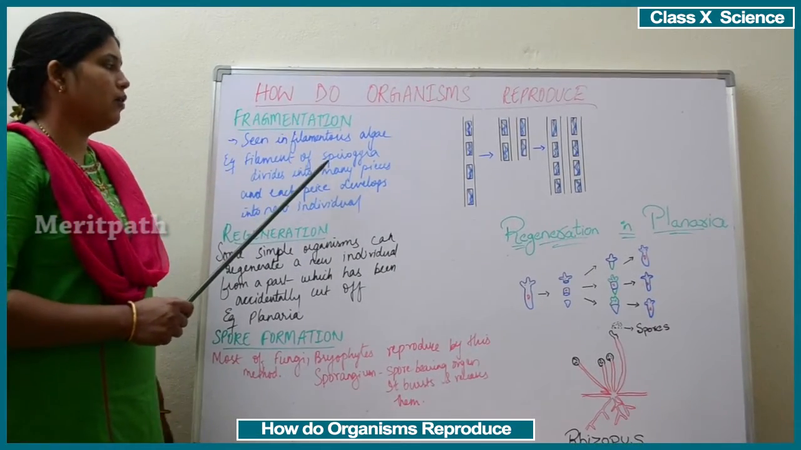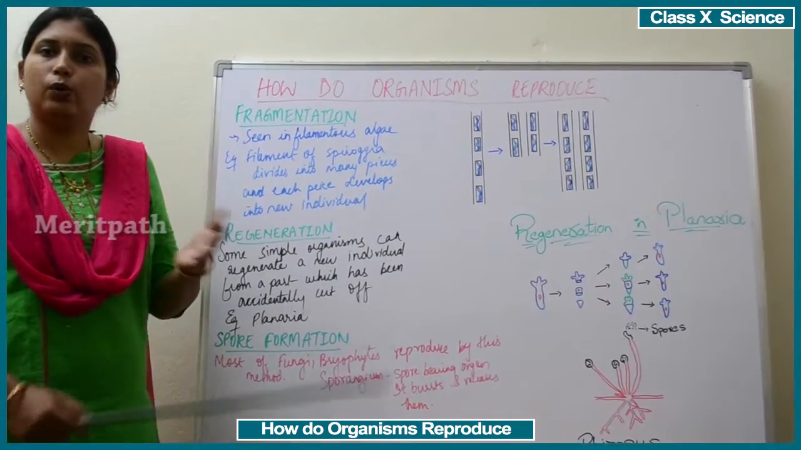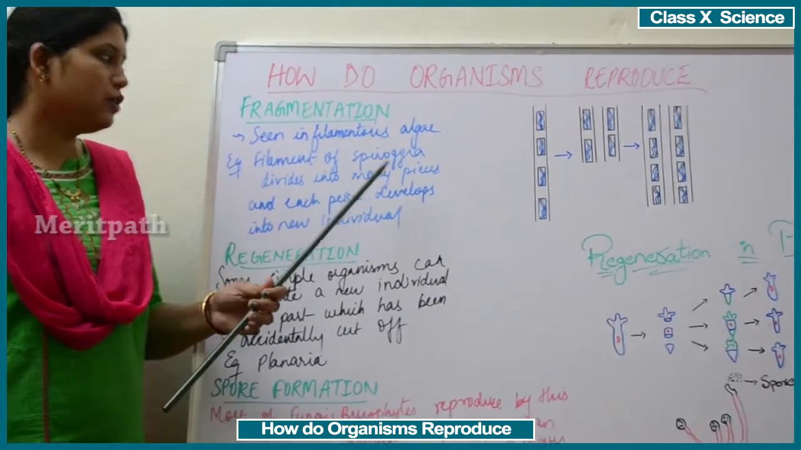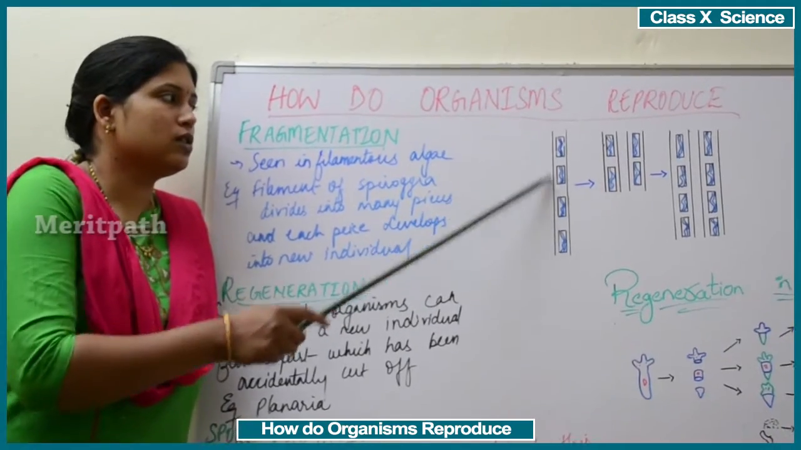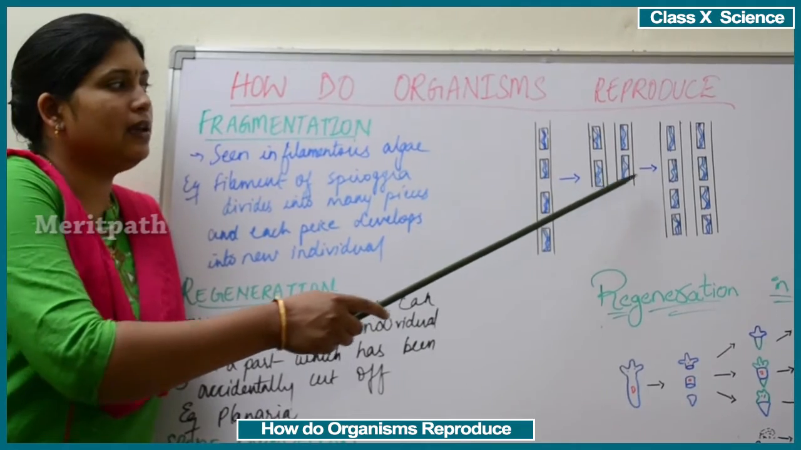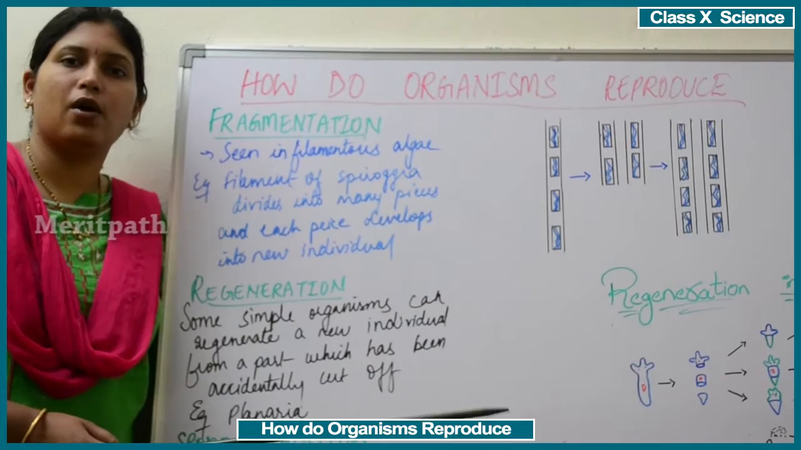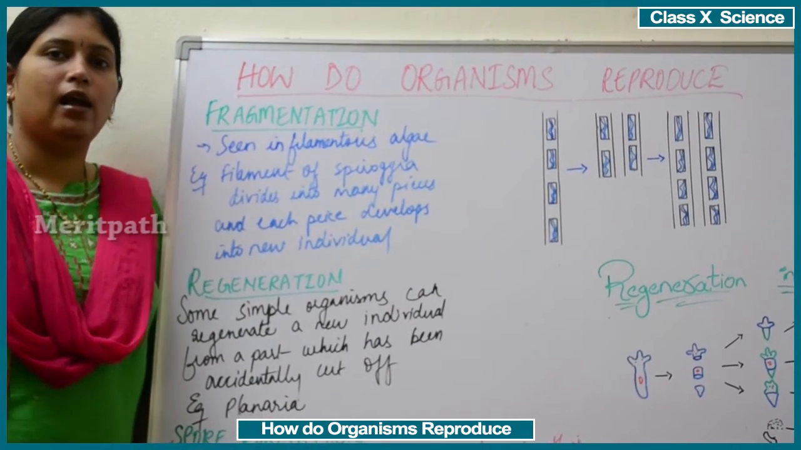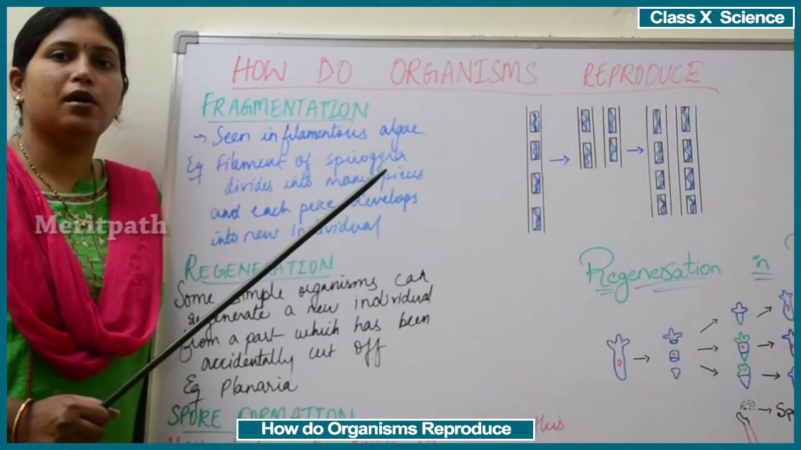Plant, filament of Spirogyra divides into many pieces and each piece can develop into a new organism. So this is the filament of Spirogyra. It is divided into two pieces and again each piece starts developing into a new organism. So that is how fragmentation occurs, seen in algae and in Spirogyra. Each filament develops into a new individual.